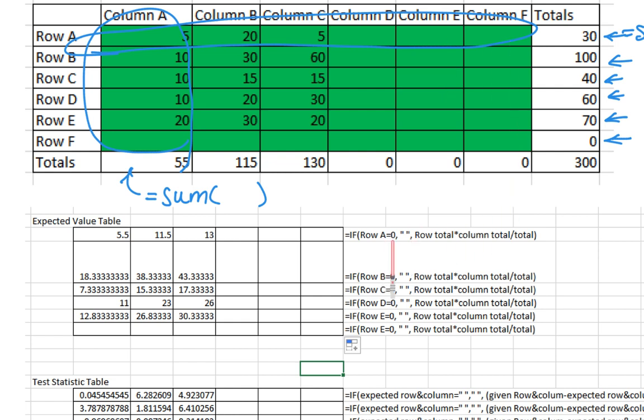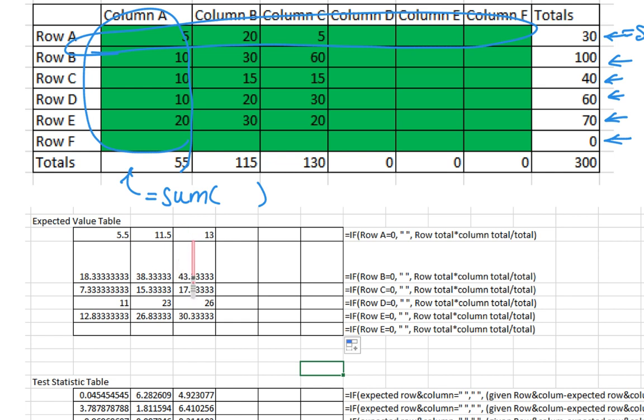And then I said equals 0, comma, quotation mark, space, quotation mark, comma. And then I grab the row total, which is this entry here, multiplied by the column total, which is this entry here, and then divided by the total, which is this entry here. Now, for this entry, I did the same thing, except now the column total is the second column. Still the second column.